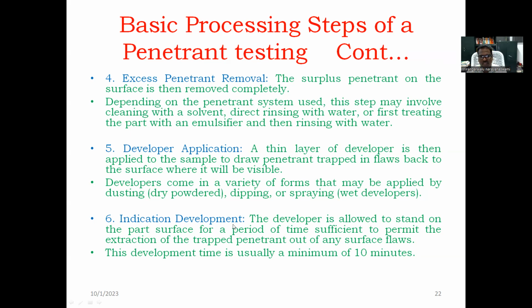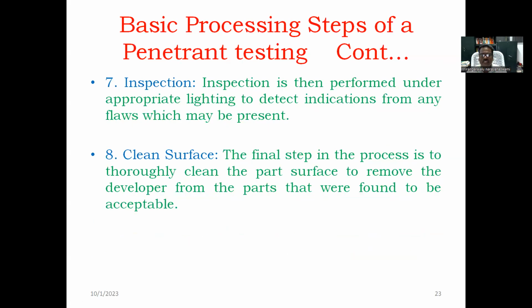Indication development: the developer is allowed to stand on the part surface for a period of time sufficient to permit the extraction of the trapped penetrant out of any surface flaws. This development time is usually a minimum of 10 minutes. Inspection is then performed under the appropriate lighting to detect indications from any flaw which may be present.